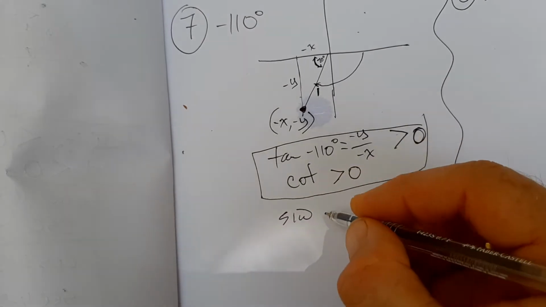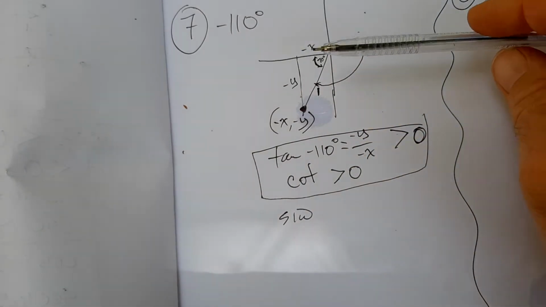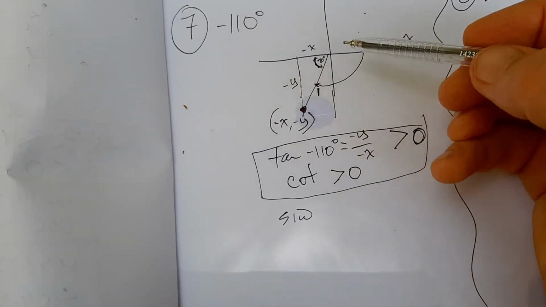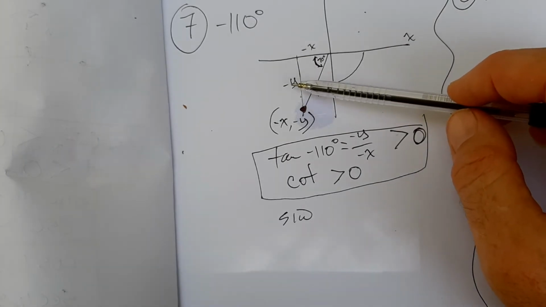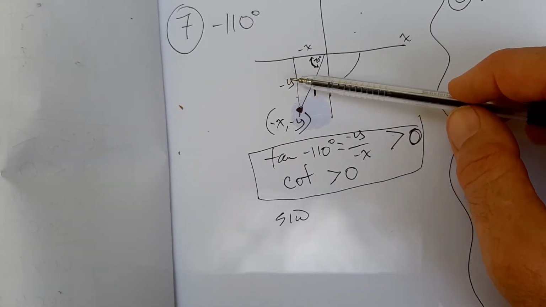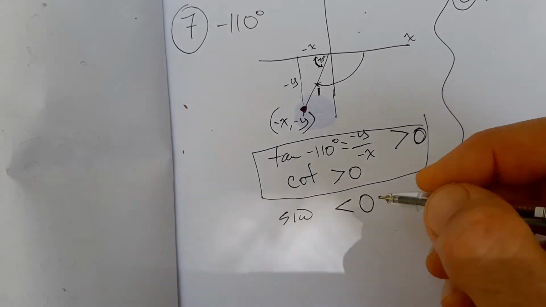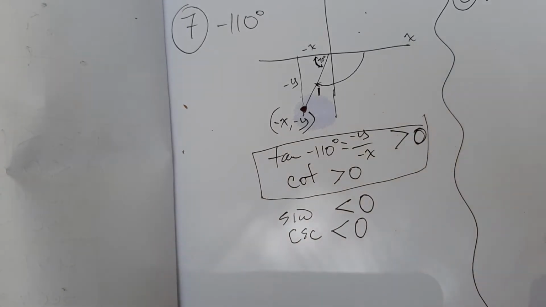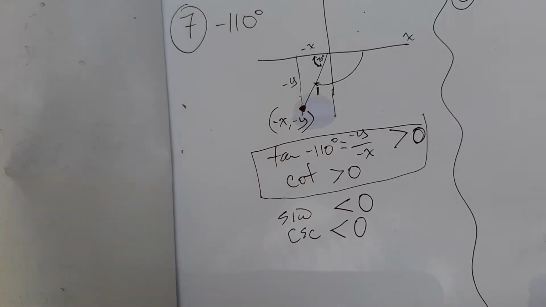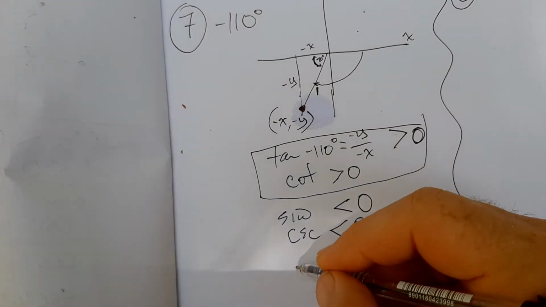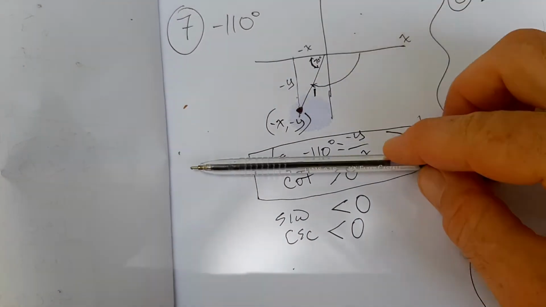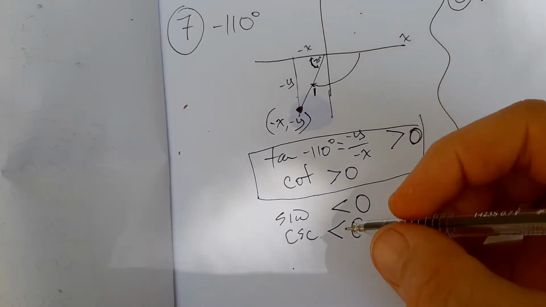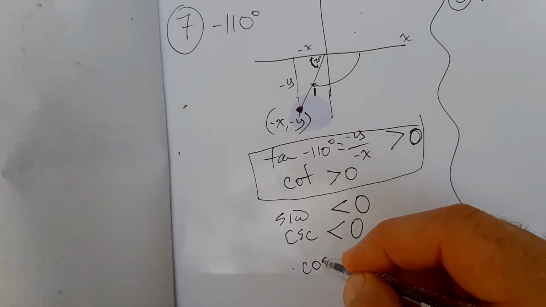Sine is, and you can see what sine is going to be. Let's just look at it, thinking about it, instead of me going through all the steps. I know sine is the y value over the 1, right? The y value is negative, so sine will be less than 0. And its buddy, cosecant, will be less than 0, right? It's going to be 1 over negative y, so it's going to be negative. Remember, anything below the x-axis is a negative y value, so sine and cosecant would be less than 0.